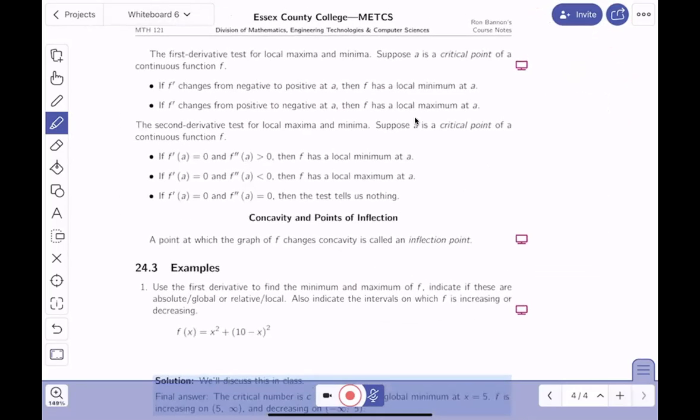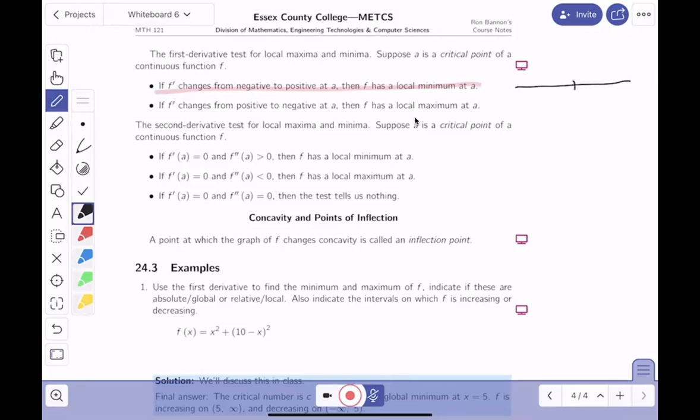The first derivative test for local maximum and minimum. Suppose A is a critical point of a continuous function f. If f prime, and again, this requires thinking, if f prime changes from negative to positive at A, we have a local minimum. You may want to use a piece of paper and pencil. Draw a line down at A. The derivative, what does it say? It changes from negative to positive at A.